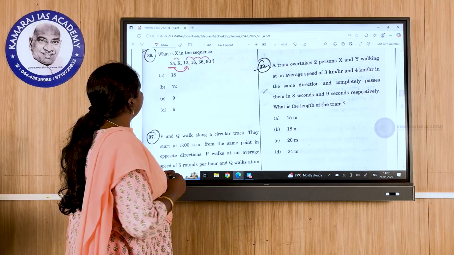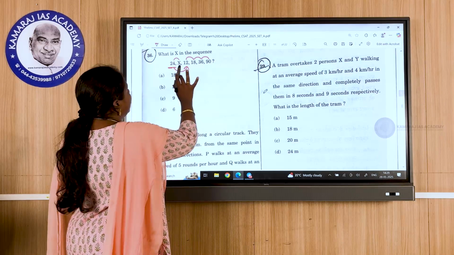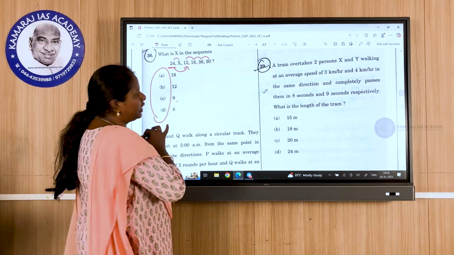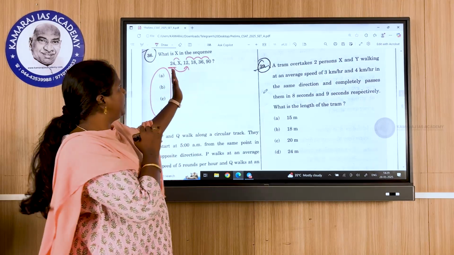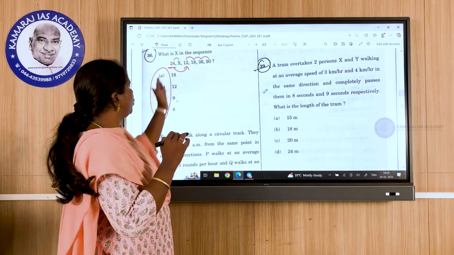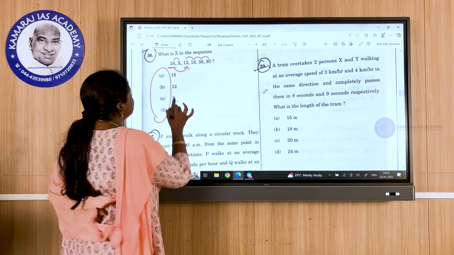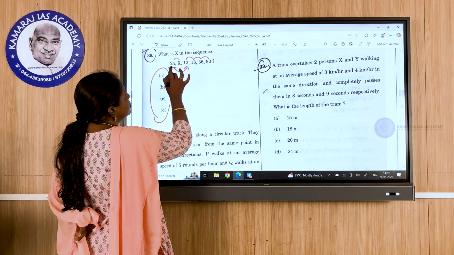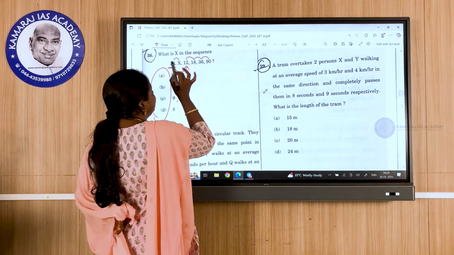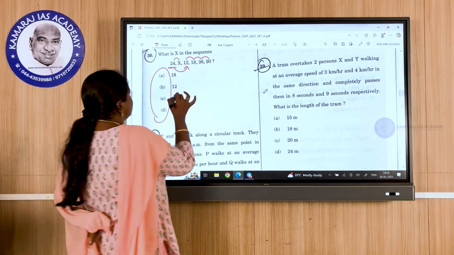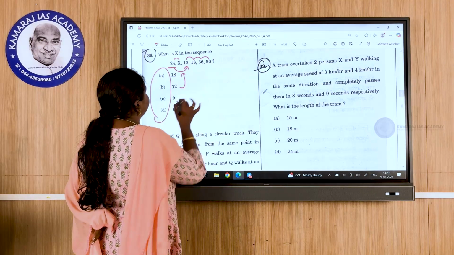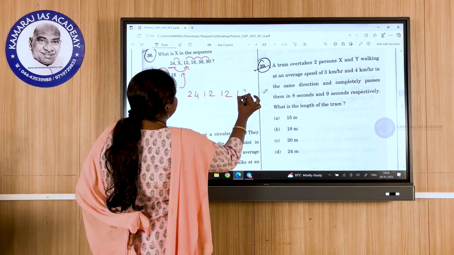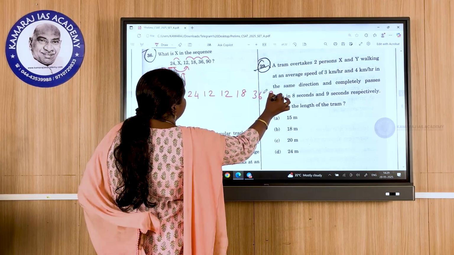So 24 into some number will give this, and after that I should get another number. From the options you can go for this question, right? If you cannot find the logic behind the series, you can go from the options. When I place 6 here, 24 and 6, I have some relation, 6 4s are 24, but obviously I get 12 here, right? But suppose I go from option 12, so 24, 12, 12, 18, 36 and 90, right?